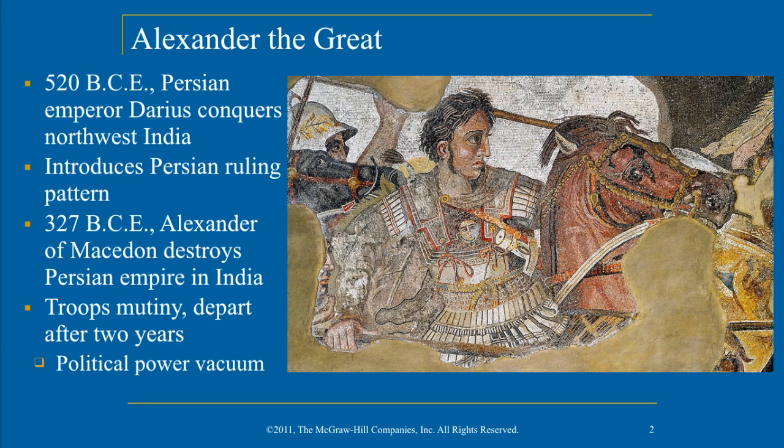All right, so before we can even talk about the parts of India that we really want to focus on for this chapter, we have to start with a guy named Alexander the Great. In 520 BCE, Persian Emperor Darius conquers northwest India, and he introduces the Persian ruling pattern. This is the establishment of bureaucracy and some of the more organized forms of government that we had seen in earlier Near Eastern or Middle Eastern cultures at the time.